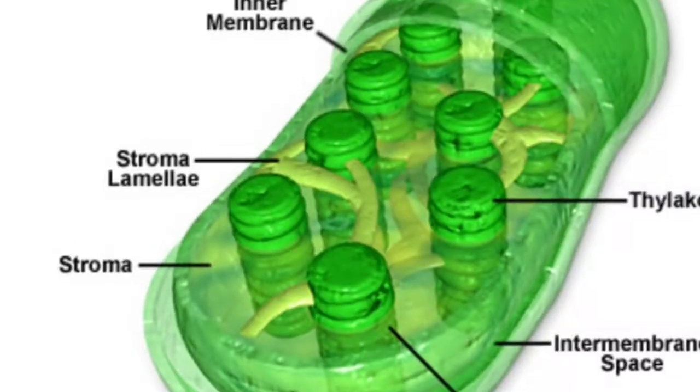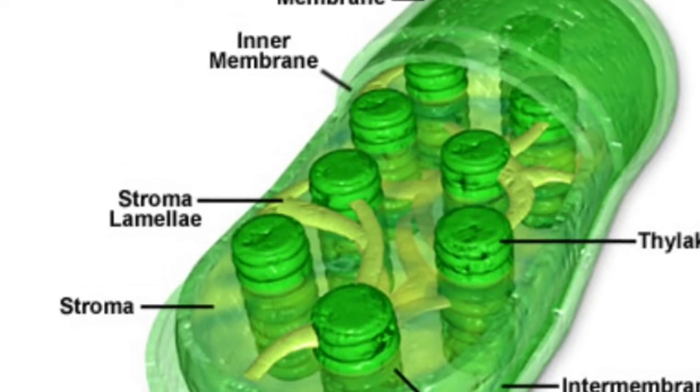The chloroplast is found in plant cells, and it's a plastid and contains chlorophyll, in which photosynthesis takes place. And it's like the classroom, but instead of photosynthesis taking place, learning is taking place.